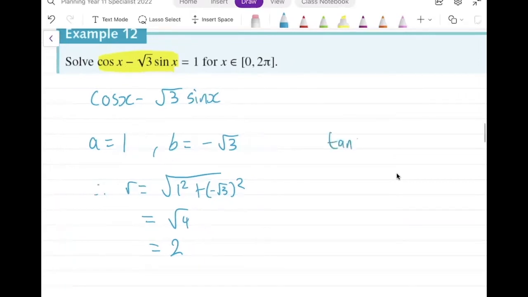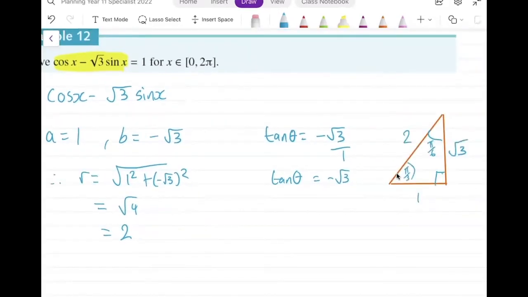So tan theta is going to be equal to negative root 3 over 1. So that means tan theta is equal to negative root 3. If I think of my exact value triangle that has a root 3 in it, it's going to be my 30-60 triangle or my pi on 3, pi on 6 triangle. And tan is equal to opposite over adjacent. If my opposite is equal to root 3, then theta must equal pi on 3.